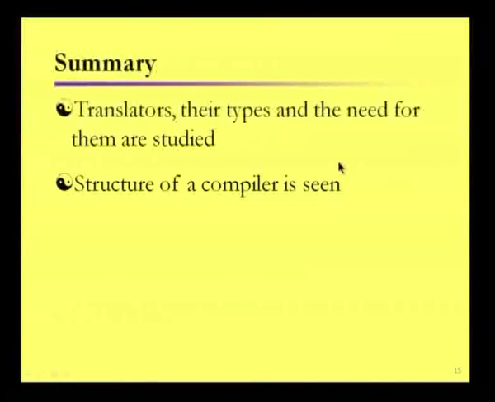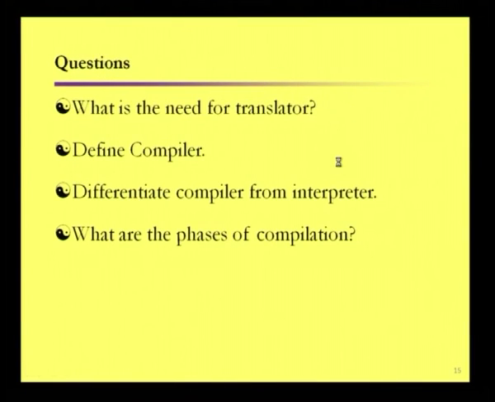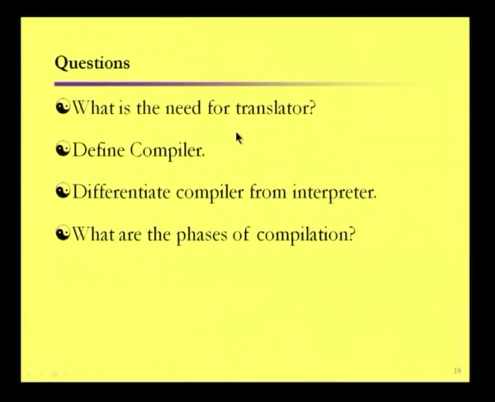To summarize, we started with the definition of a compiler, and the various translators available, like the interpreter, compiler, macroprocessor, and assembler. These are the few translators we have seen, and we can even go for more translators. The possible questions are: what is the need for a translator, what is the definition of a compiler, what is the definition of an interpreter, and what are macroprocessors, their source specification, like what is the source language and what is the object language, and then the comparison between compiler and interpreter. These are all the possible questions for this particular part.